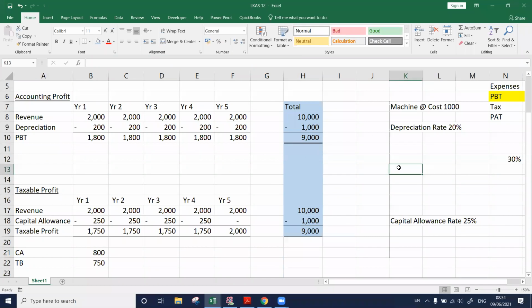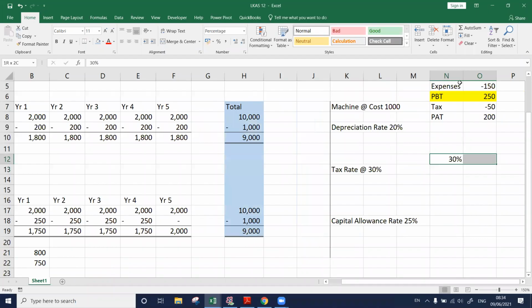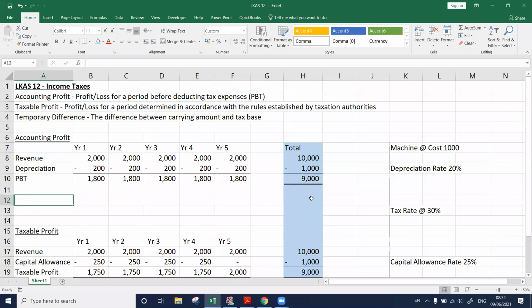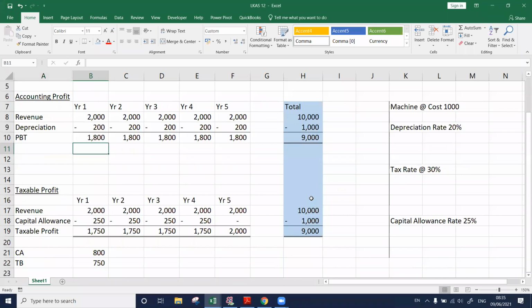Assume the tax rate is at 30%. Tax rate is 30%. Now tell me what should be the tax expense here? What should be the amount we need to deduct here?